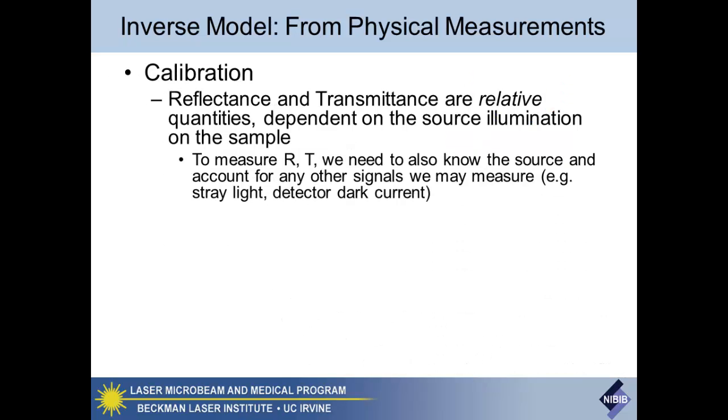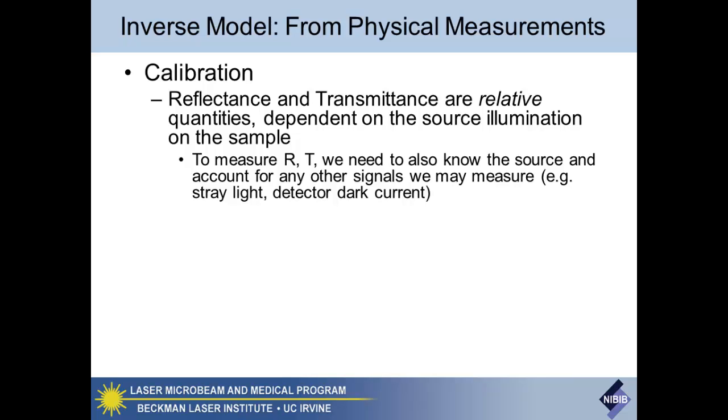The other thing that you have to consider is calibration. Again, you're making a physical measurement. When you make a physical measurement, you have a source, you have it interact with some system, and then you have a sensor that detects a number. So you have to keep in mind that reflectance and transmittance is a relative quantity. It's the amount relative to the amount of light source you have incident on your sample.